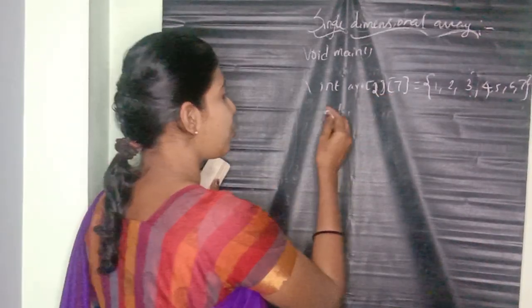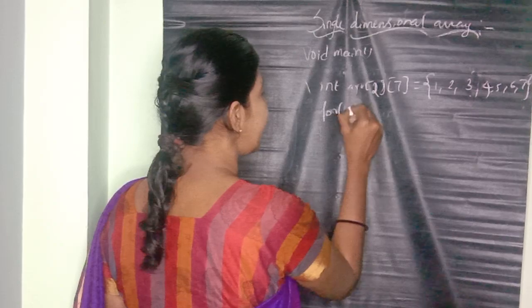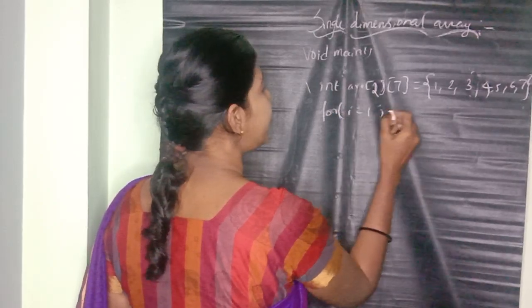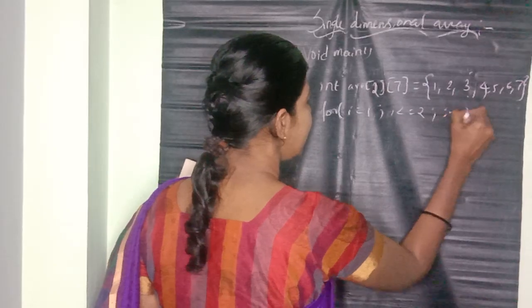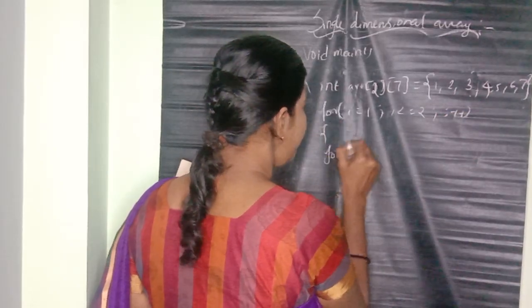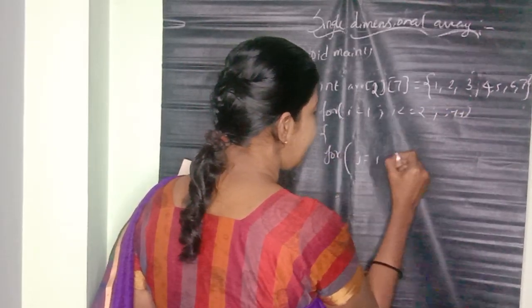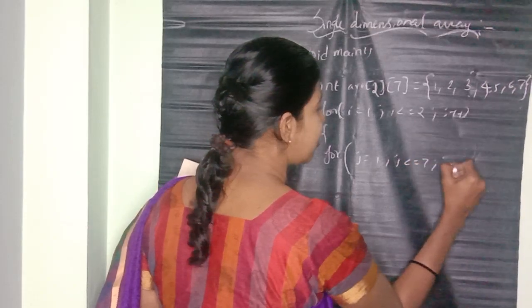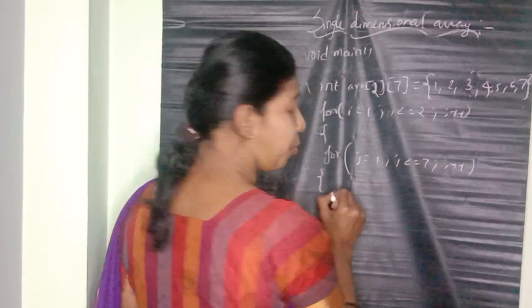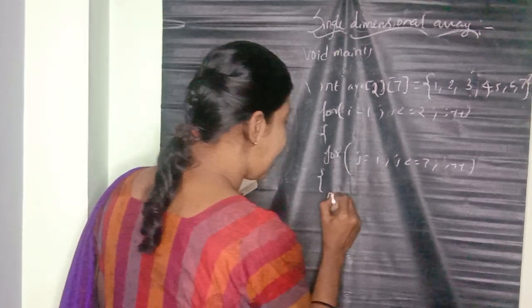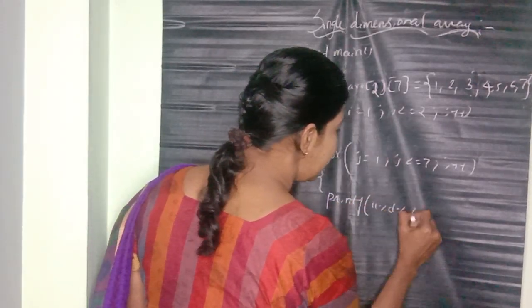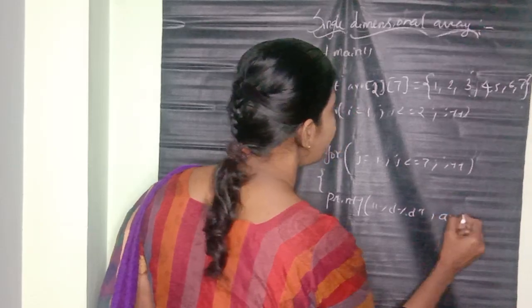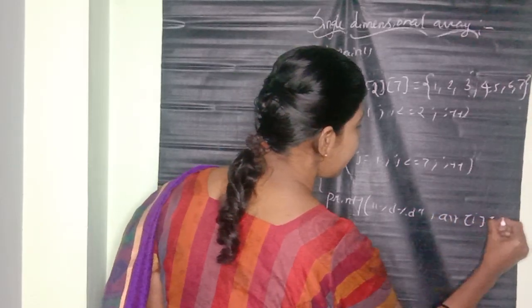I am using the for loop: for I is equal to 1, I less than or equal to 2, I plus plus. Again I am using the j loop: j is equal to 1, j less than or equal to 7, j plus plus. Again I am opening the curly braces. Here I am printing the array using printf within quotes %d, comma array of I and j.